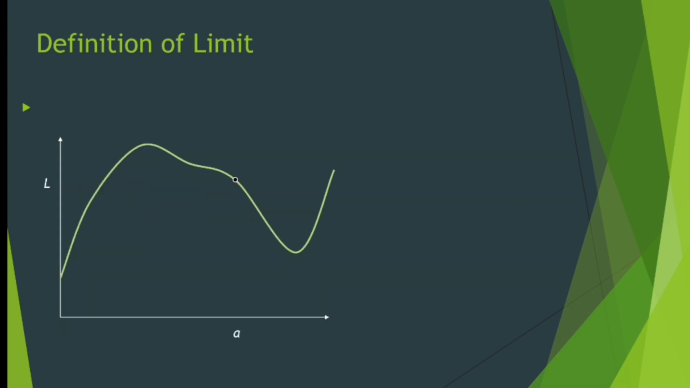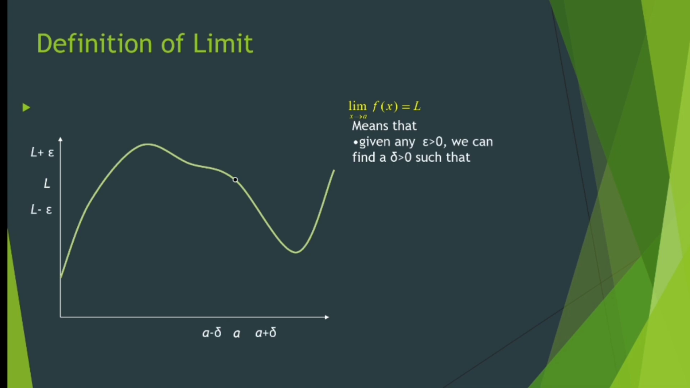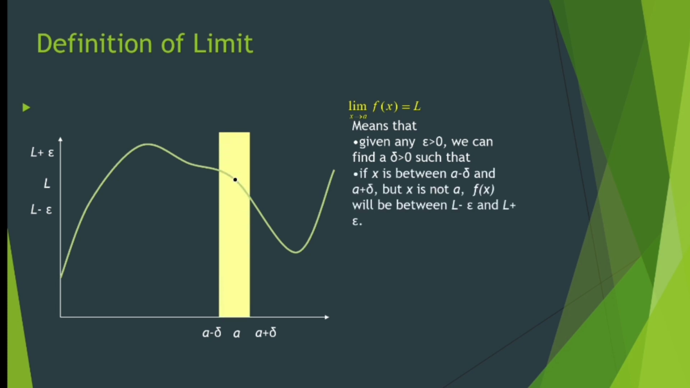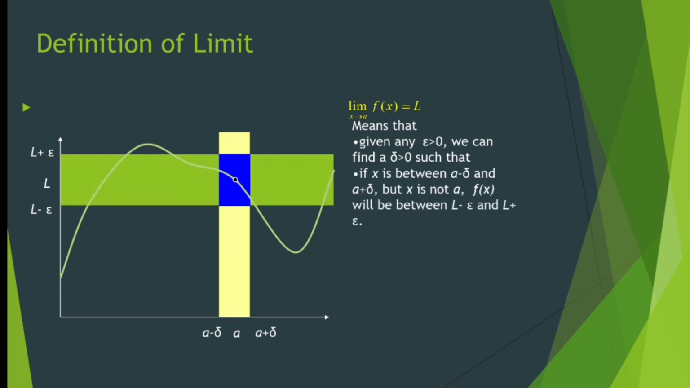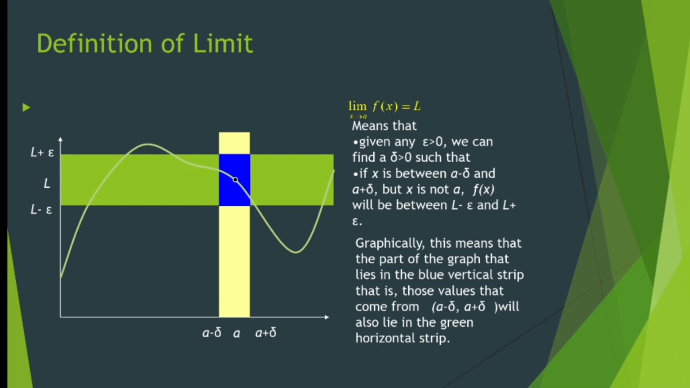Suppose f(x) is a function and a is a real number. Then limit as x approaches a of f(x) equals L means that for any epsilon greater than 0, we can find a delta greater than 0 such that if x lies between a minus delta and a plus delta, then f(x) will lie between L minus epsilon and L plus epsilon. Graphically, this means that the part of the graph that lies in the blue vertical strip will also lie in the green horizontal strip.